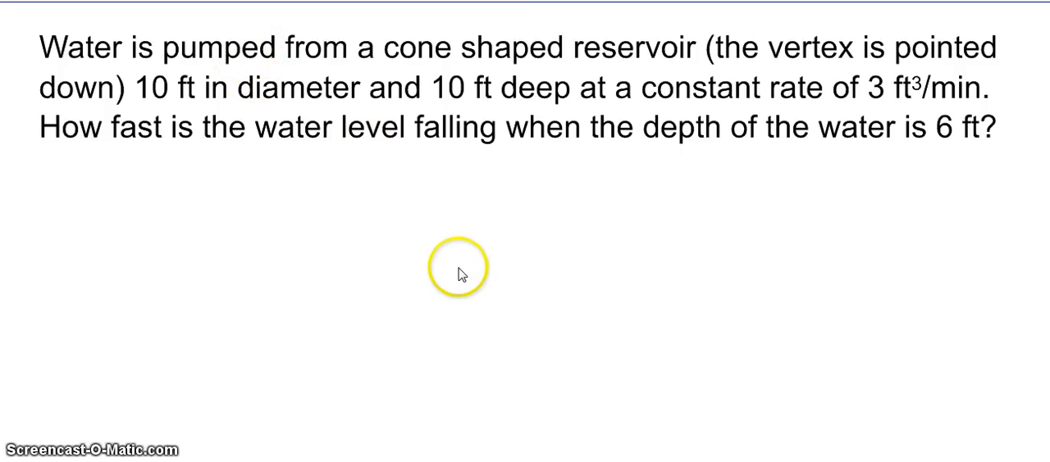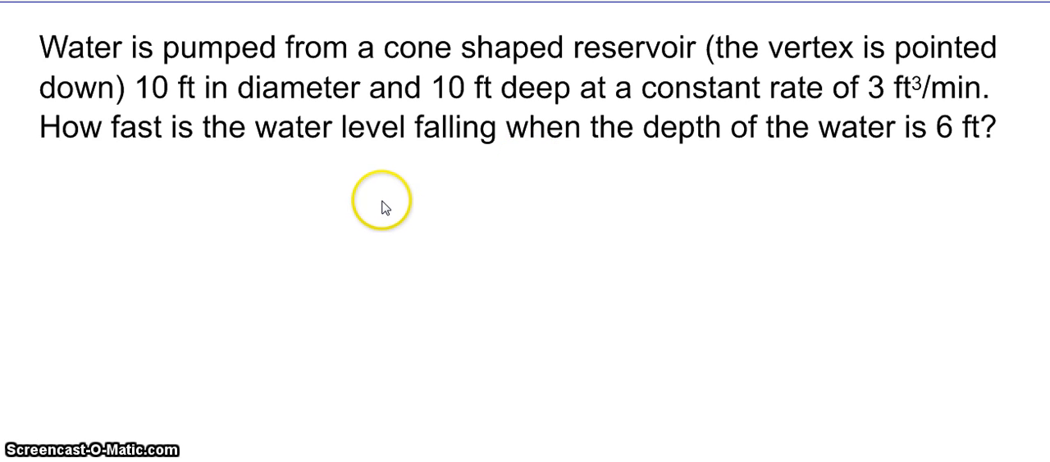Alright, next one. Water is pumped from a cone-shaped reservoir. The vertex is pointed down, 10 feet in diameter and 10 feet deep, at a constant rate of 3 feet cubed per minute. How fast is the water level falling when the depth of the water is 6 feet?